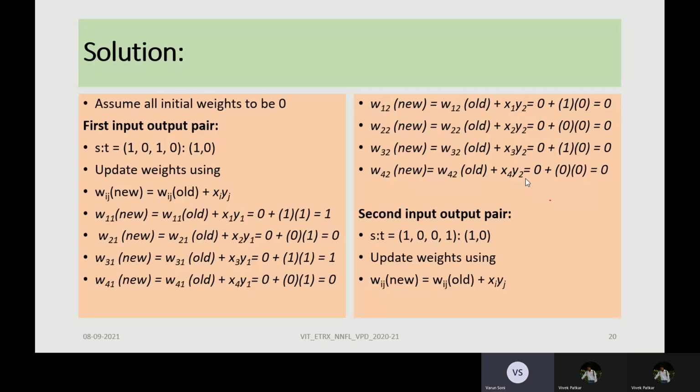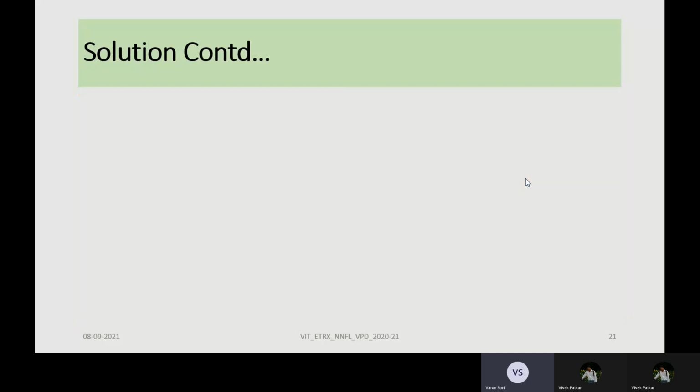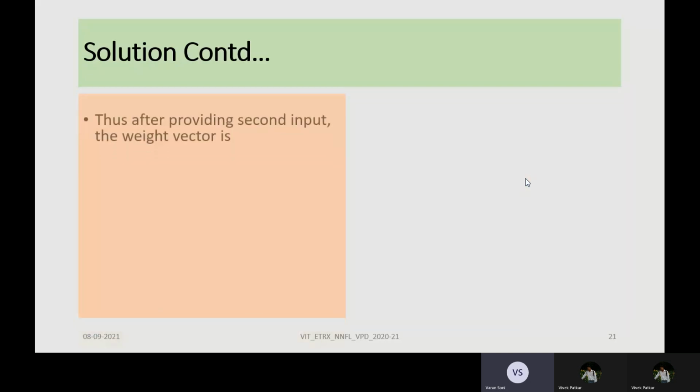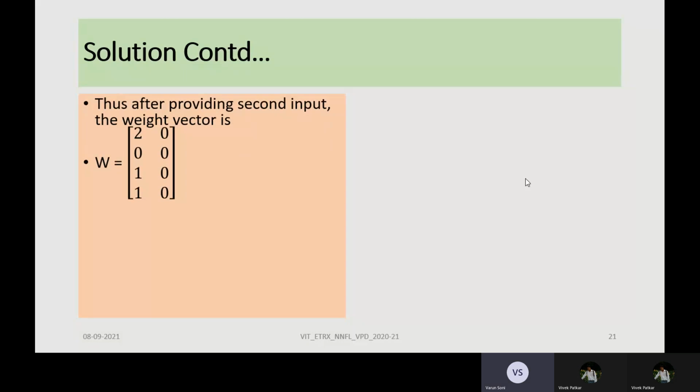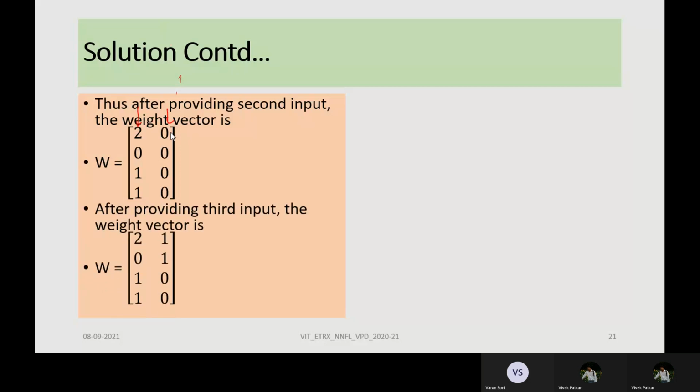Done, sir. So for the second input, the first column output is coming 2011, and the next column is 0000. Correct. This one you can see on the screen, right? Yes, sir. So after the third, if you are perfect with the problems, then you can take down these vectors directly. Okay. Yes, sir.